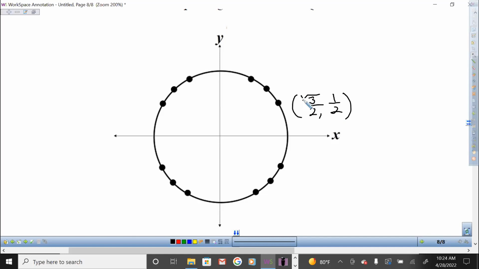Once you do this one, look up. This one is very similar to that one, but you exchange the x and the y. So now this one over here is 1/2, square root 3 over 2. And of course, the easiest one that you memorized already was this middle one, which is square root 2 over 2, comma, square root 2 over 2.